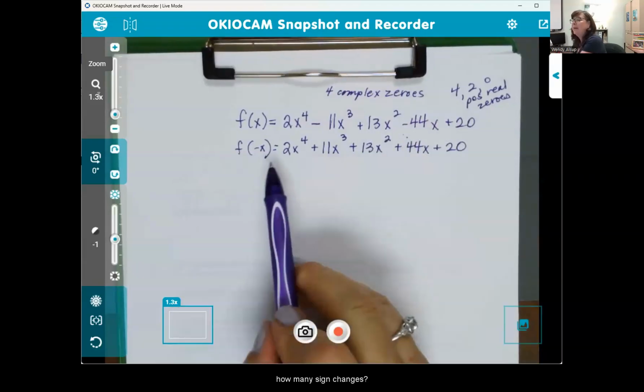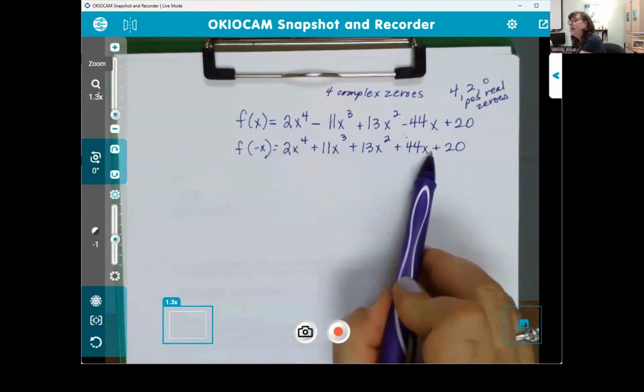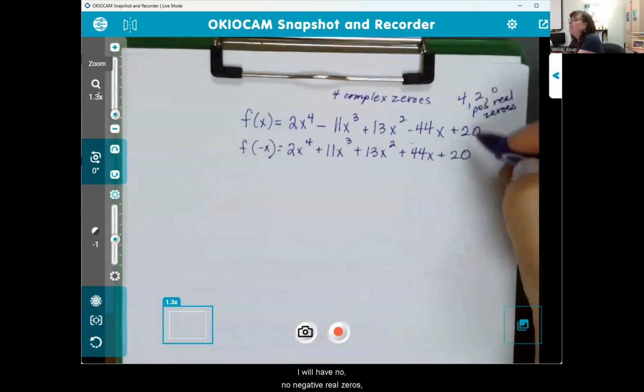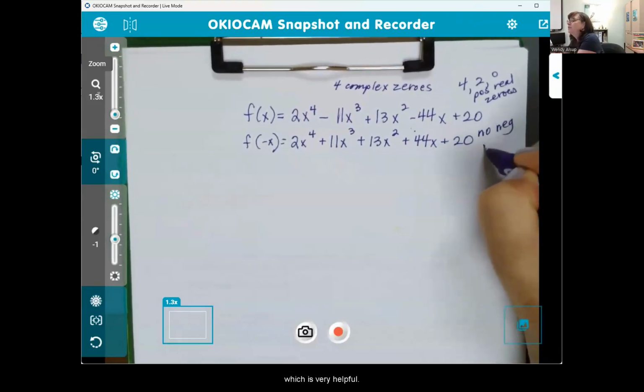All right, now how many sign changes? Positive to positive, positive, positive, positive. No sign changes. I will have no negative real zeros, which is very helpful.